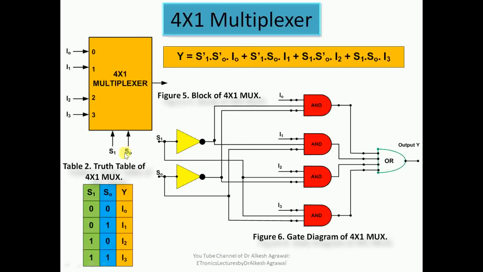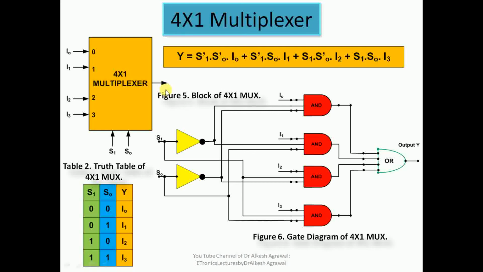When S0 is 1, S1 is 0, that is 0 1, equal to binary equivalent 1, so information coming on channel 1, I1, is routed at the output, so Y is I1. When S1 is 1, S0 is 0, equal to decimal equivalent 2, so channel 2 is selected and the information coming I2 is forwarded onto the output, so Y is I2. When both selection inputs are 1 and 1, that is equal to decimal equivalent 3, so information coming onto this channel I3 is routed onto the output, so Y is I3.